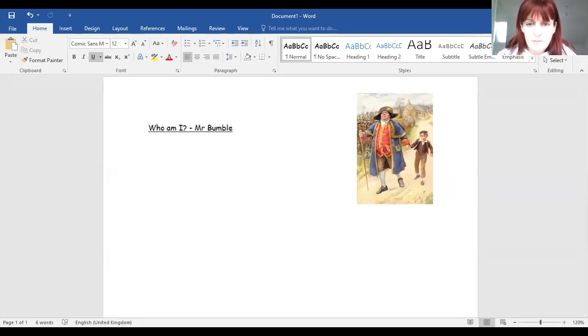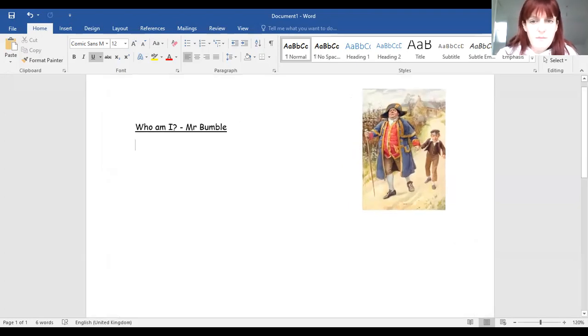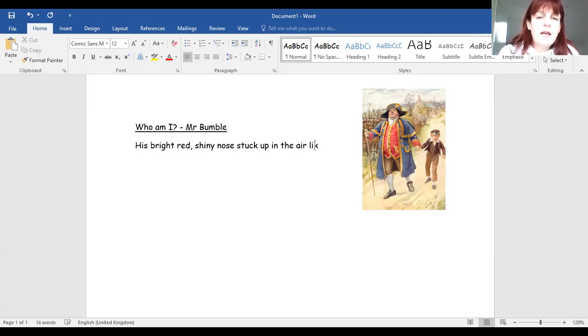I'm just going to make this like, so who am I? Okay, let's talk about his face. I'm going to talk about his physical characteristics, his eyes, his nose, his face first, and then I'll start talking about what he's wearing. So let's start with his nose because it's up in the air, isn't it? So that's quite a nice place to start. So his bright red, shiny nose stuck up in the air like, ooh, see, can I use a simile here?